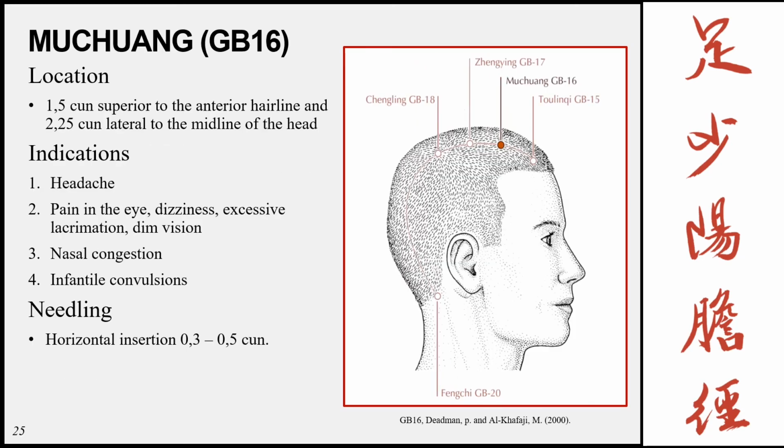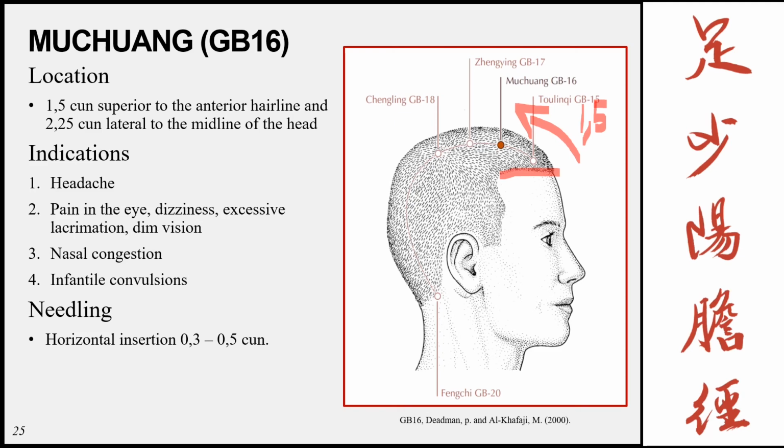The next point is Muchuang, GB16. This point is located 1.5 cun superior to the anterior hairline. So here's the anterior hairline. We have to go 1.5 cun superior or posterior. It's actually slightly superior and slightly posterior. And we're going to be 2.25 cun lateral to the midline of the head.